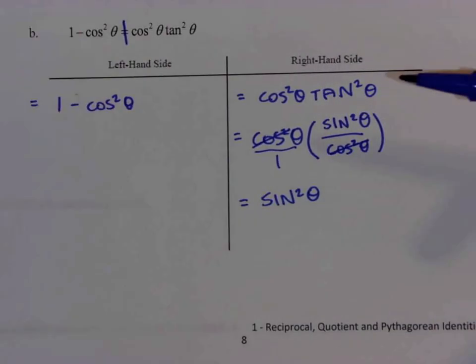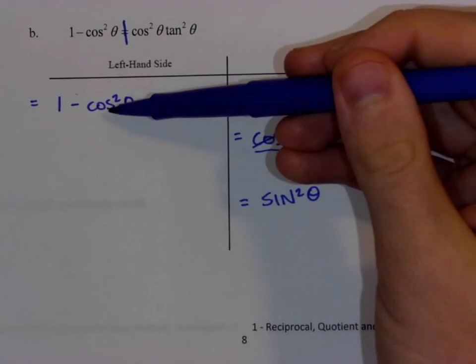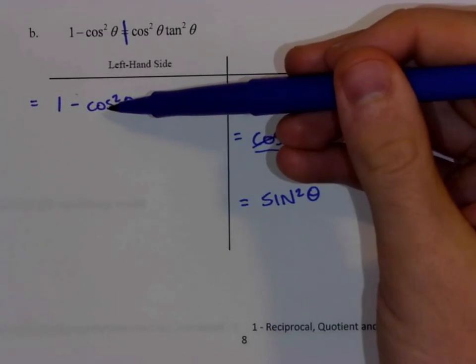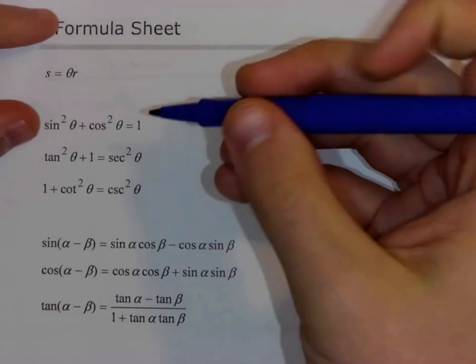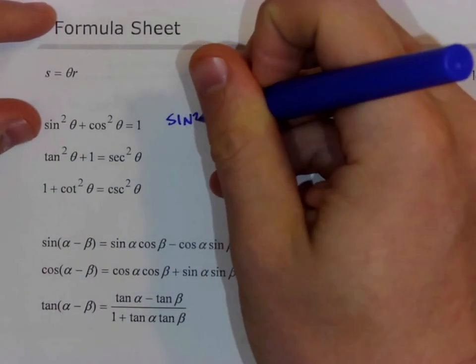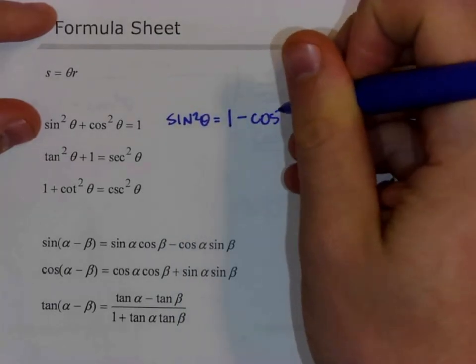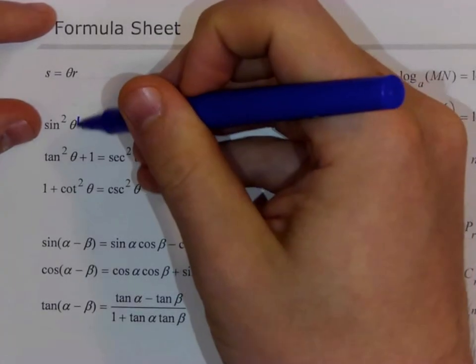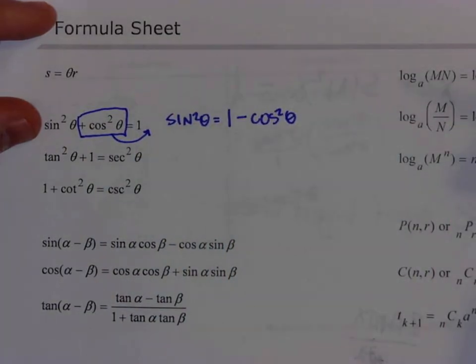Right now, we have sine squared theta in the question, and we have 1 minus cos squared theta in the question as well. Even though it's sine squared plus cos squared, we can manipulate this formula a little bit, and we could say that sine squared theta is equal to 1 minus cos squared theta. How did I get that? I took this term here, and I moved it to the right.